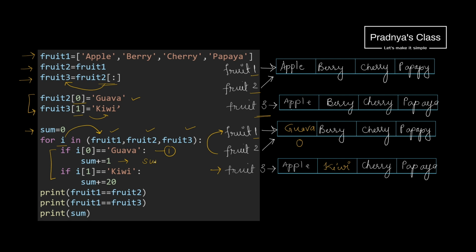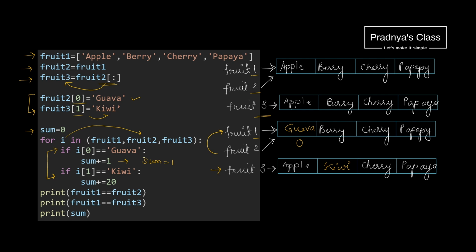The sum will get updated to the value 1. What's the next condition? I of 1 should be kiwi. It is not getting satisfied. After checking in fruit 1, now the value of I will get checked in fruit 2. We generally do this arrangement when we need to apply certain conditions on more than one list. Alright, let's check these conditions in fruit 2.